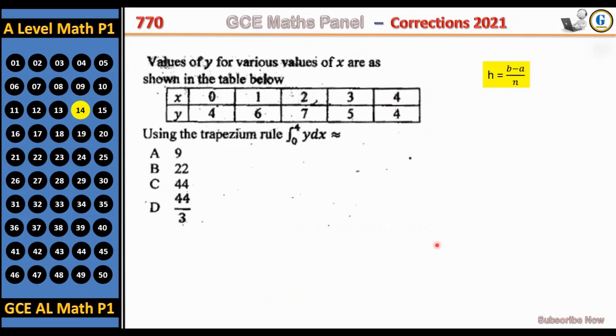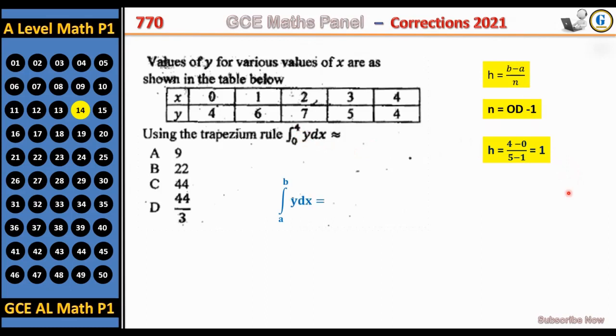And we know that our h for the trapezium rule is b minus a on n. This a is the lower bound, b is the upper bound, while n is number of ordinates minus 1. So this will give us n to be number of ordinates, that is 5 minus 1. And we have our b minus a to be 4 minus 0. When we simplify, we have h to be equal to 1.